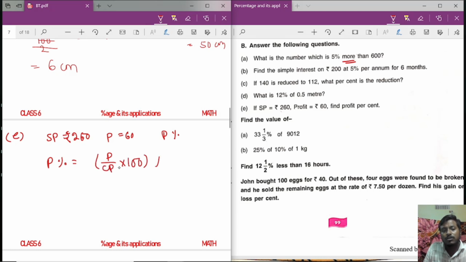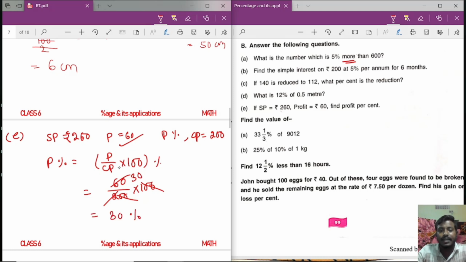But here CP is not given, so first we find CP. CP is SP minus profit, that is 260 minus 60, which is 200. Because this is profit, CP is less than SP, that's why we subtract. So 260 minus 60 equals 200 rupees. So we can write 60 divided by 200 into 100. The zeros cancel, 2 3s are 6, 30. So the answer is 30%.